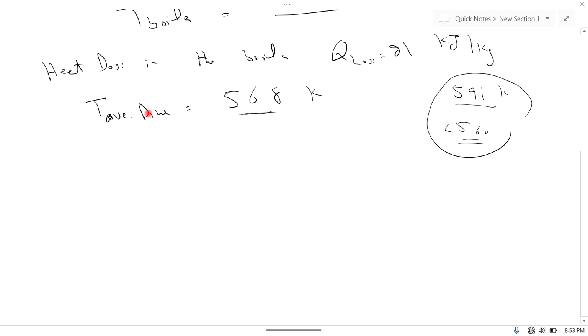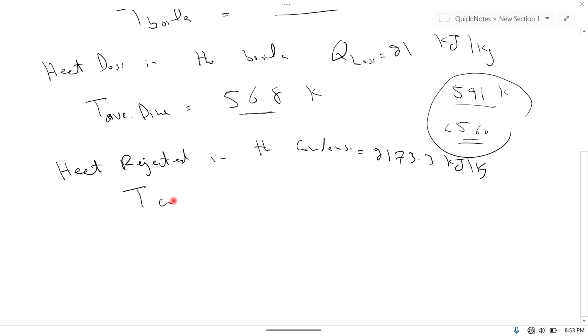Similarly, the heat rejected in the condenser, from example 6.9, is 2173.3 kilojoule per kg, and the temperature of the condenser is equal to 318 Kelvin. All these values are from the example.